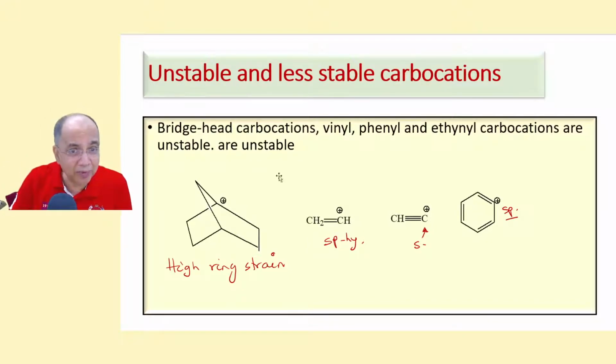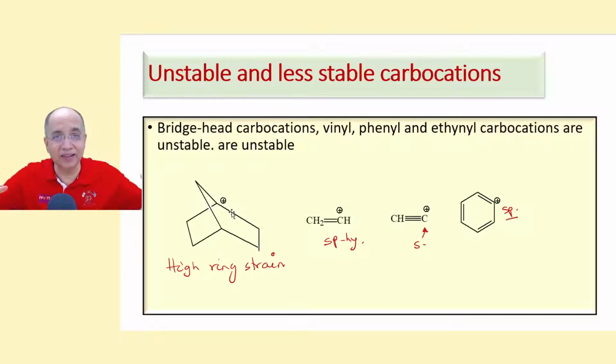And among them comes the highly strained ring, that is a bicyclic ring, with the positive charge lying on the bridgehead carbon. That positive charge will make the entire ring very, very unstable, because it will necessitate sp2 hybridization demanding planarity. That can't go into one plane, so it's unstable.